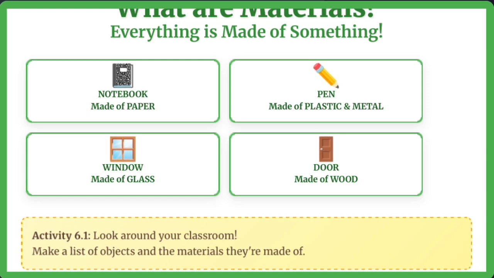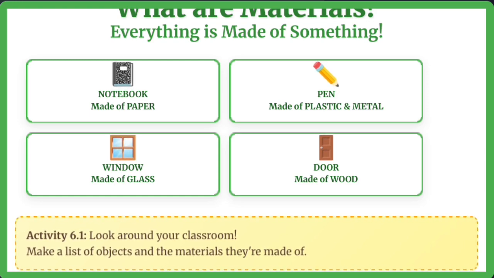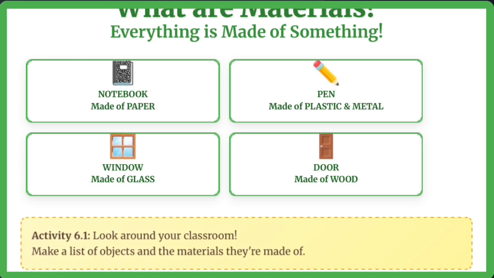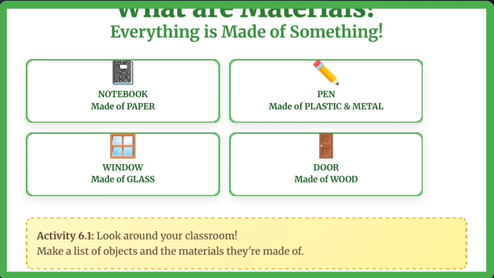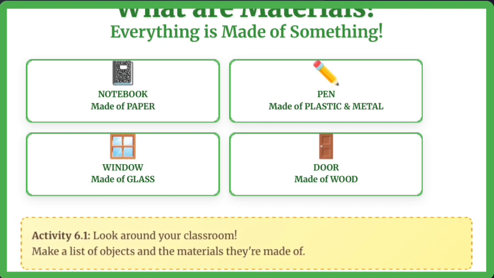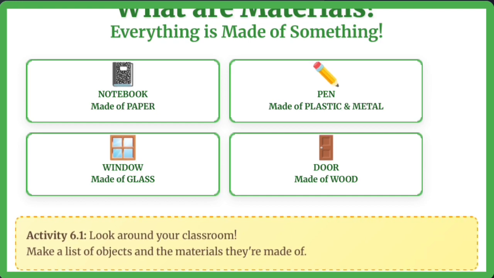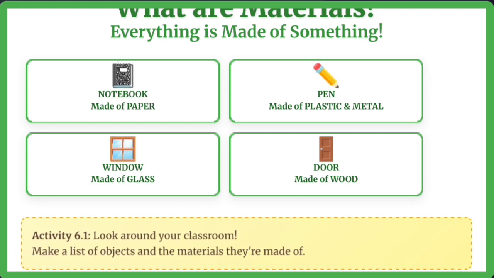Everything around us is made of materials. Your notebook is made of paper, your pen of plastic and metal, windows of glass, and doors of wood. Each object has specific materials chosen for it.